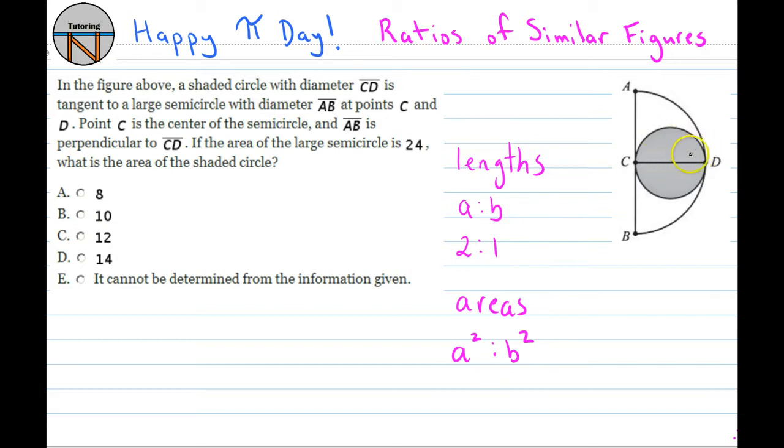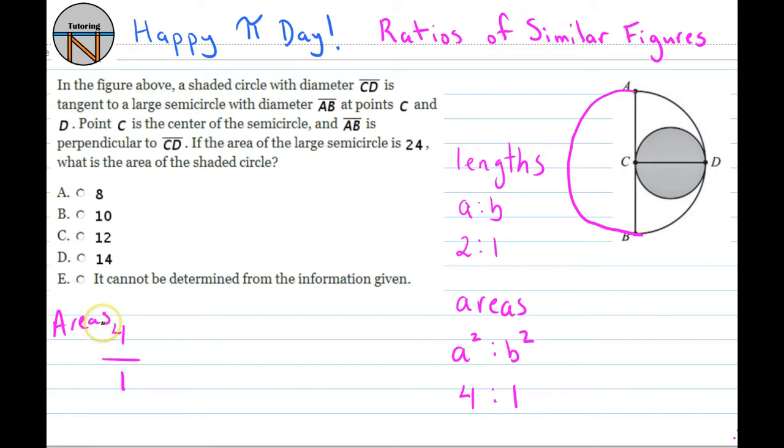which we can see based on the construction, because CD is the diameter for the shaded circle, but it's the radius for the larger circle. That means that the areas of those two circles, assuming you constructed this entire larger circle, would have to have a ratio of 4 to 1, right? 2 squared to 1 squared. Well, let's see.